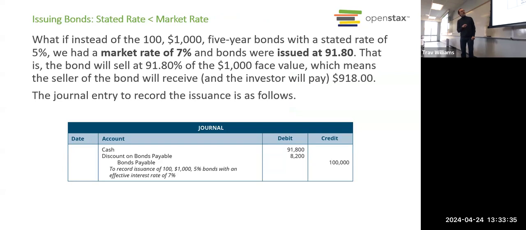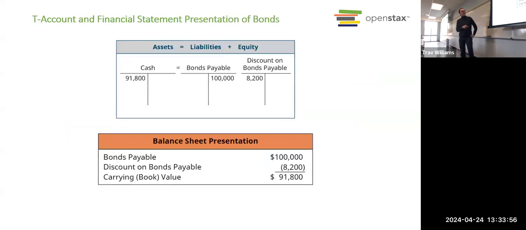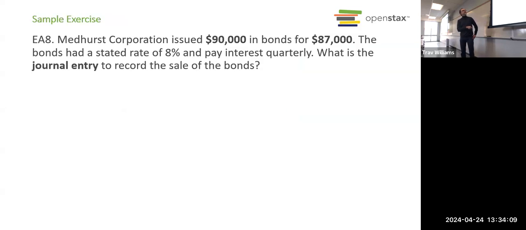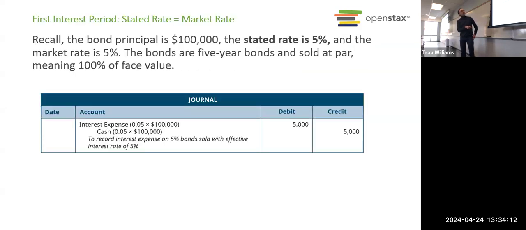If you are offering less than the market rate, so here our interest rate is 5%, market is 7%. Well, that journal entry looks a little different, right? We still got cash. We still issued bonds payable, but we debit discount on bonds payable. So that's going to look like that. Notice that there's a debit to discount on bonds payable, which reduces the book value of the bond. Right, we did that already.